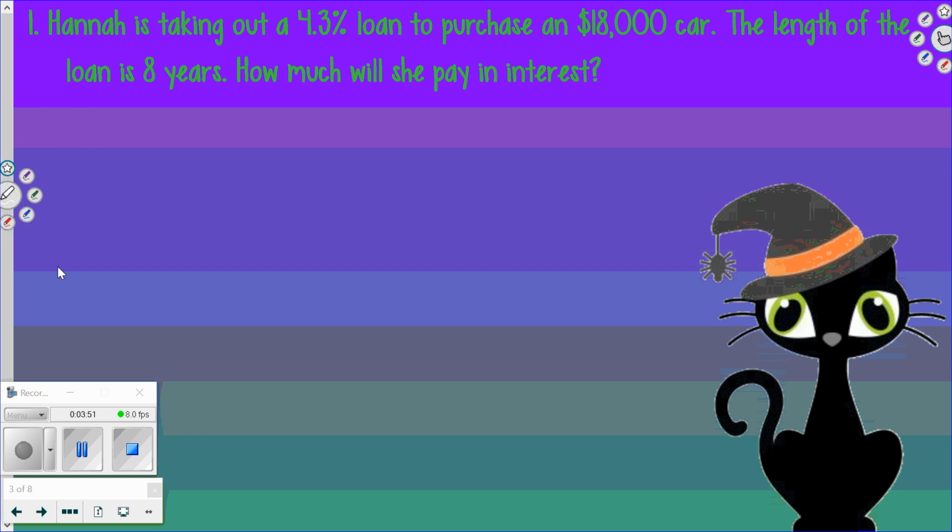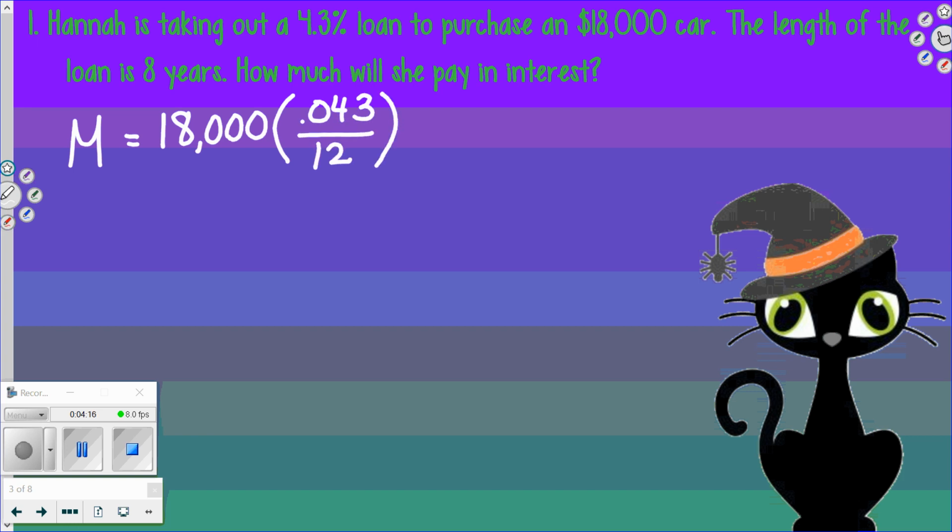All right, so what do I have to do first? So on your pink thing, remember the middle says calculating monthly payments? You want to actually go to the monthly payment formula. So that's where we're going to start. So we are borrowing $18,000. And our rate, 0.043 over 12. 1 plus my rate over 12.